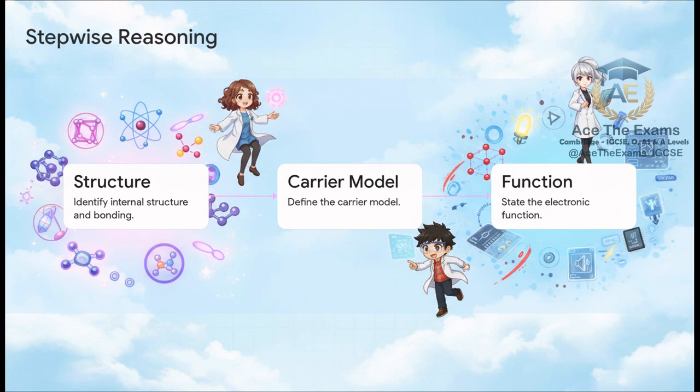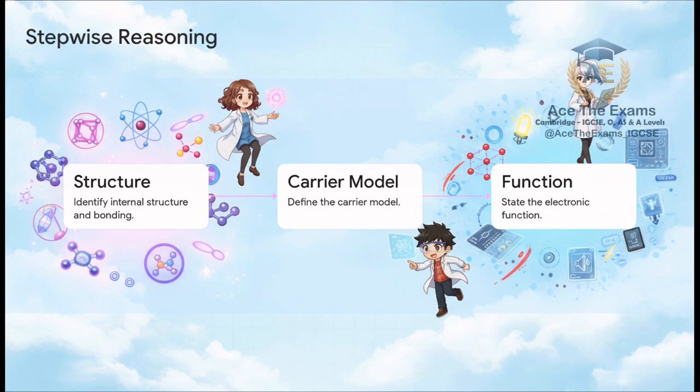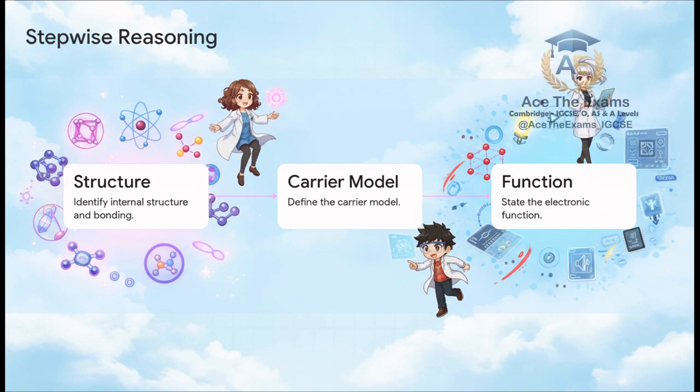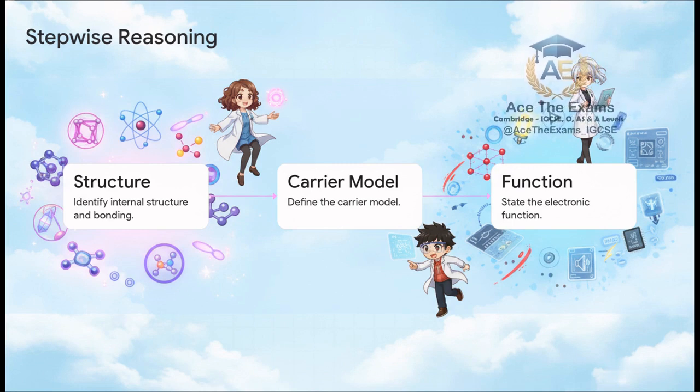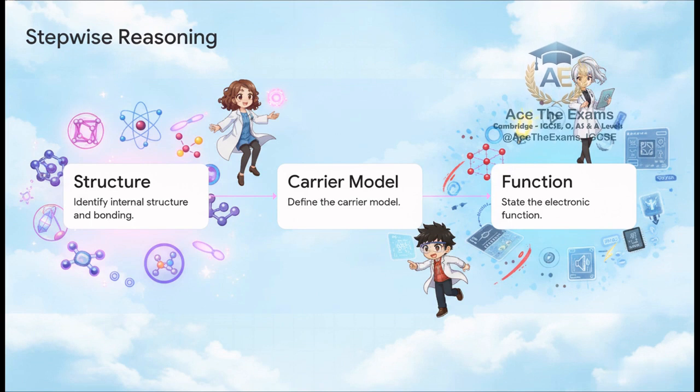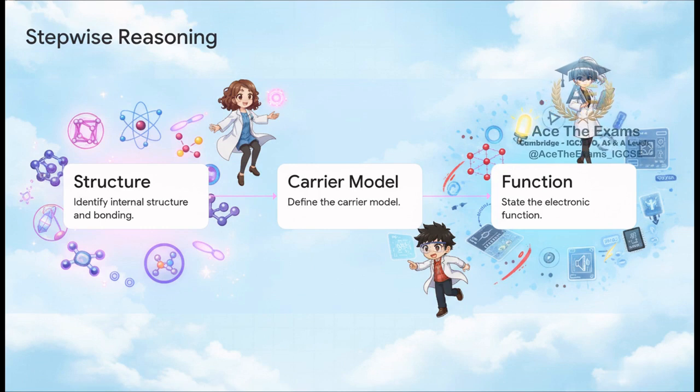Okay, let's do a rapid-fire recap of the stepwise reasoning that's going to stop you from blanking under pressure. Step 1, identify the internal structure and bonding. Step 2, define the carrier model. Remember those dynamic holes we talked about? Step 3, state the electronic function or macroscopic consequence. Just remember, structure, carrier, function.